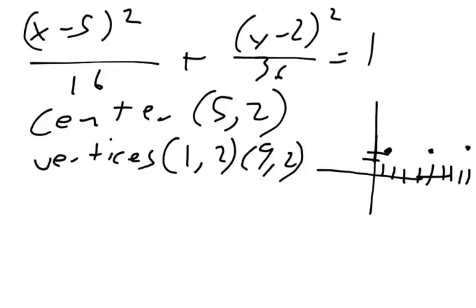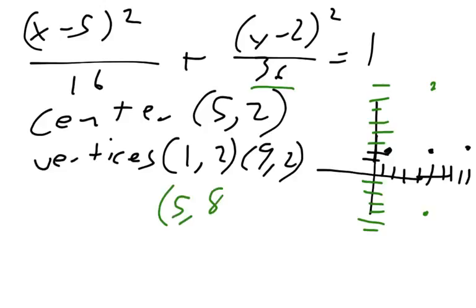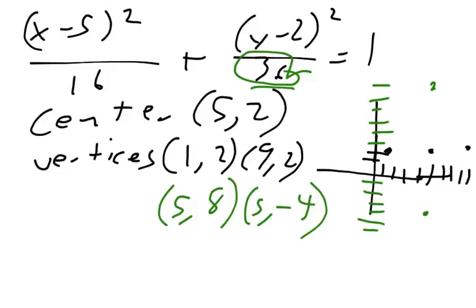And because this is 36, I'm going to go up 6 and I'm going to go down 6. So those points were at 5, 8 and 5, -4. And if you notice, the y number is bigger, so this is a vertical. So when we do the foci, the y values are going to change from the center.